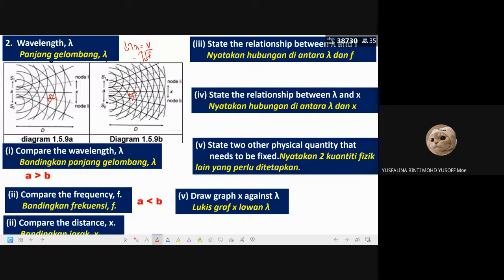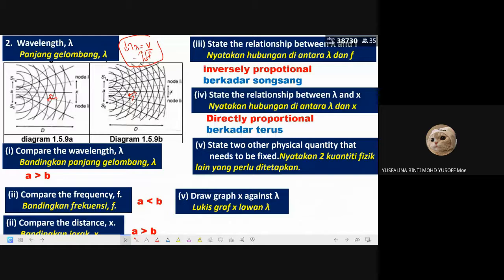And another one, you compare the distance x. This one you can use the diagram. So the x in diagram A is higher than B. And what is the relationship between lambda and f? You can see here, this is inversely proportional. You can use the formula too. When the lambda increases, the frequency decreases. So this one is inversely proportional. And what is the relationship between lambda and x? If you use the higher wavelength, your x also is higher. If you use the smaller wavelength, your x also becomes smaller. So this relationship is directly proportional.